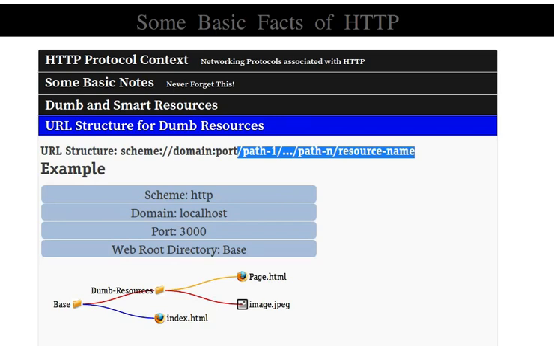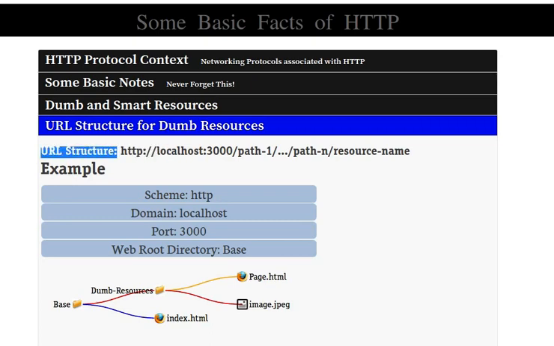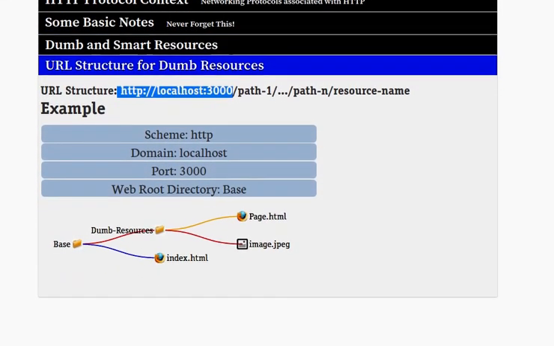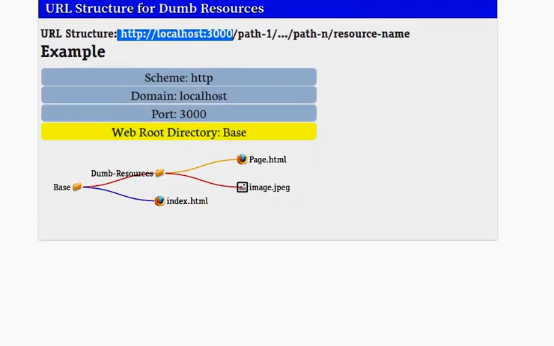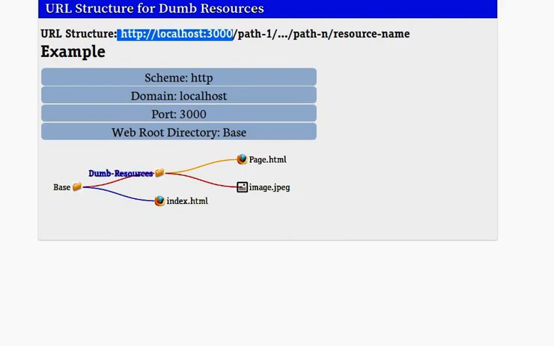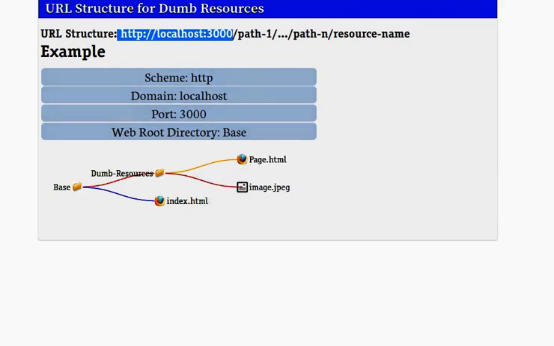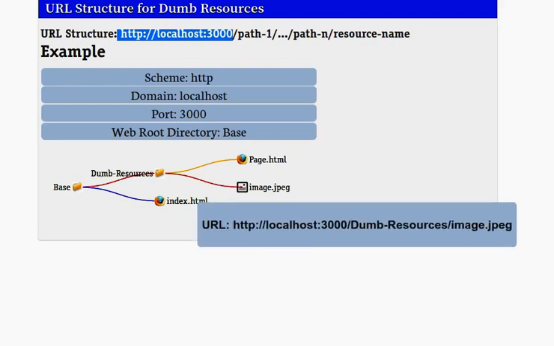Let us now understand this with an example. In this example, scheme is HTTP, domain is localhost, and port number is 3000. So now this part is common to all the resources on this web server. Let us now construct the complete URL for some resources. Consider the directory structure given here. Base directory is configured as the web root directory. Index.html is present in base directory. URL of index.html is like this. Page.html is present in dumb resources directory, which in turn is inside the base directory. So the URL of page.html is like this. Similarly, image.jpg is present in dumb resources directory, so the URL of image.jpg is like this.